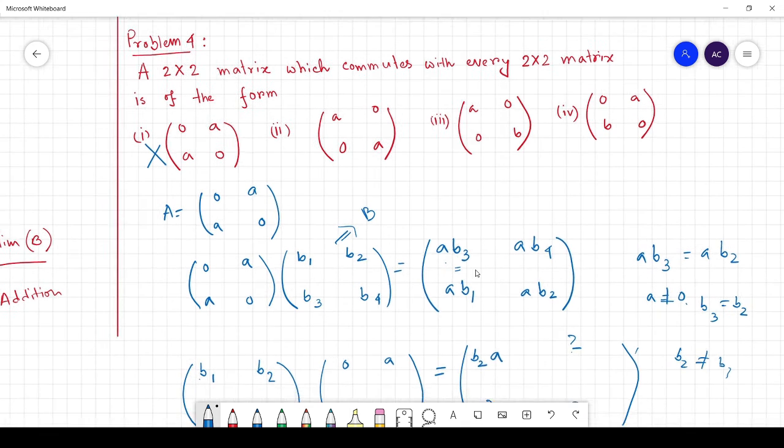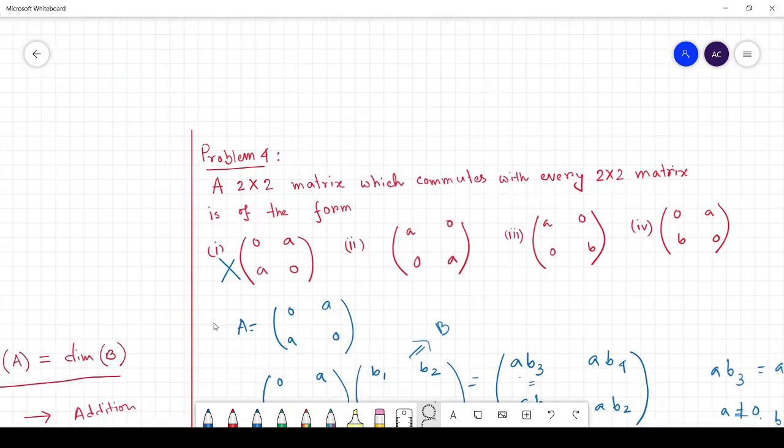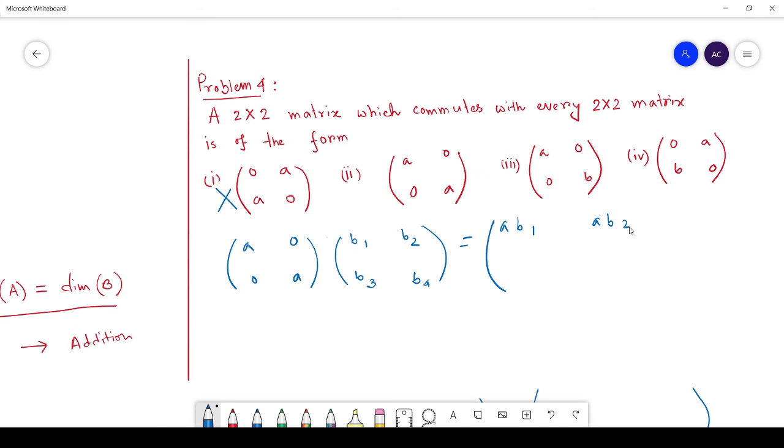Okay, let's choose the second matrix. Now let's take a second example where A is given in this way, A 0 0 A, and we will do the multiplication again with B1 B2 B3 B4, and the quick multiplication will yield A B1 and then 0, B3 A B2, A B3 times A B4.